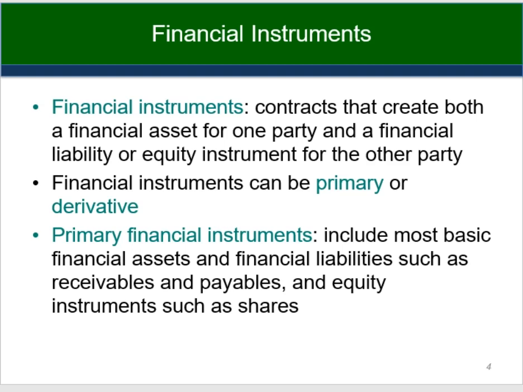They derive their value from an underlying primary instrument, and derivatives are defined as financial instruments which create rights and obligations that have the effect of transferring between parties to the instrument one or more of the financial risks inherent in an underlying primary instrument. So they transfer risks that are inherent in the underlying primary instrument without the holder having to necessarily hold the underlying instrument. So they have three characteristics.